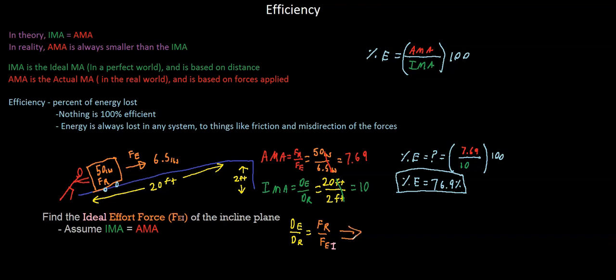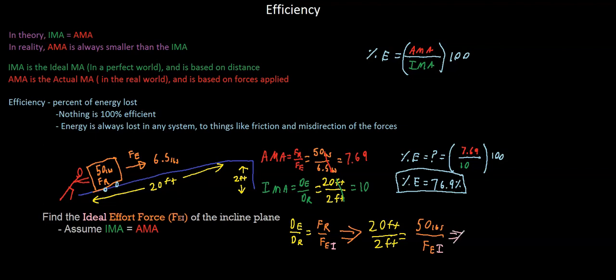And so then we know those numbers. We know that our dE and our dR is just 20 feet over 2 feet. We already wrote that in our last video, so 20 feet over 2 feet. We can set that equal to our force resistance, which is still 50 pounds. That doesn't stop being 50 pounds just because we're in an ideal world. What will change is the effort force it would take to push this weight up this ramp. So that would be our effort force in an ideal world, or FEI.